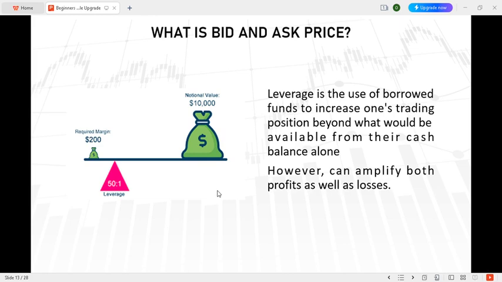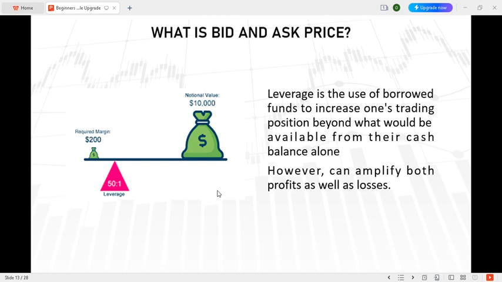Leverage is simply, let's say for example I have $10. If I use a 50 to 1 leverage account, it simply means that for every $100 I have, I multiply it by 50, which means I have $5,000. So leverage is, more or less, like a money booster. It boosts the volume of assets you can buy.